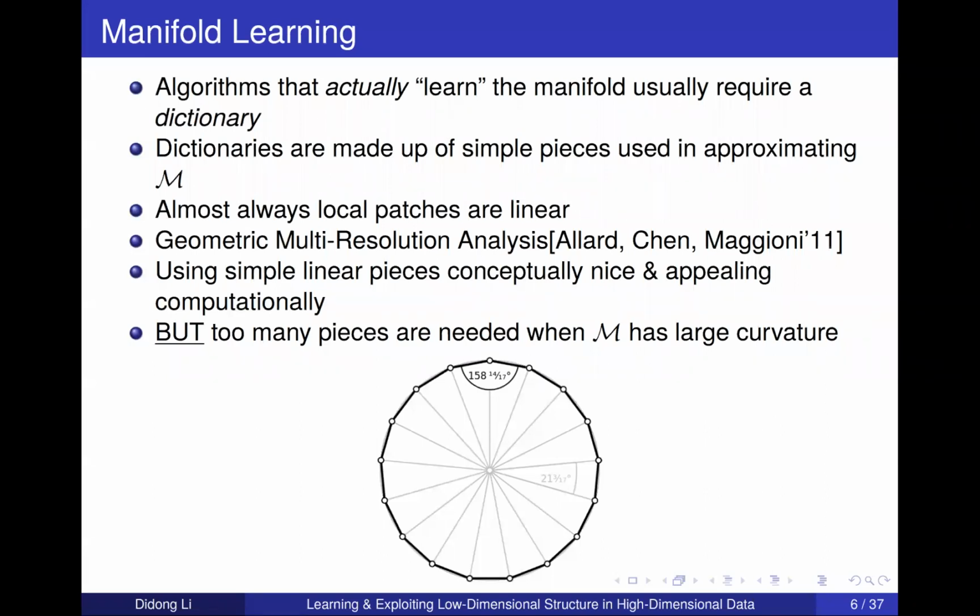For example, here is a single circle. If the curvature of the circle is very large or the radius is very small, we need many pieces. In this figure, we need 17 tangent lines approximating the manifold.